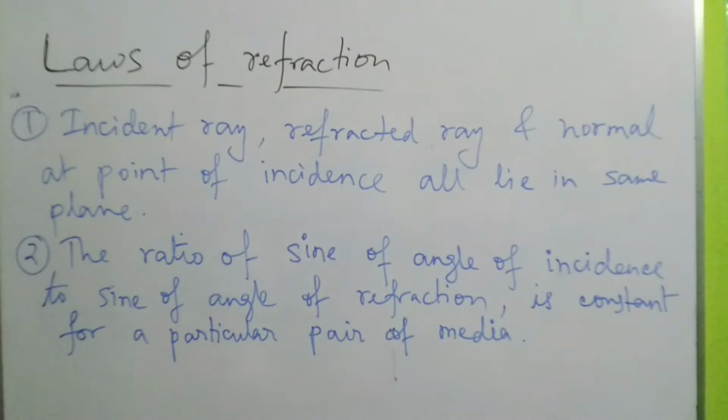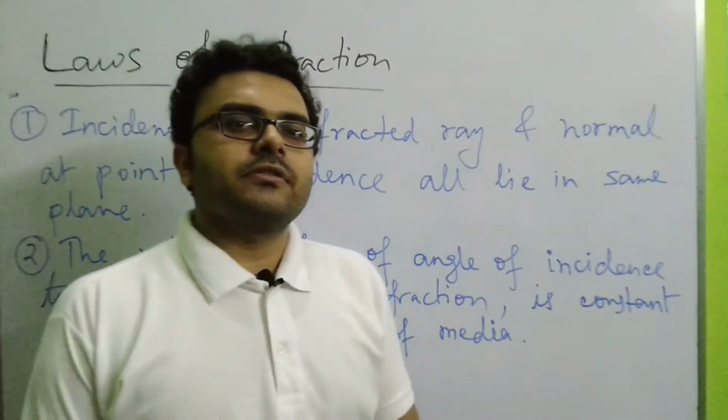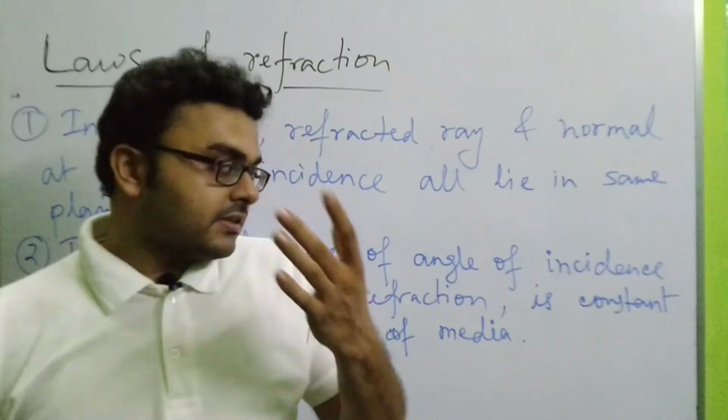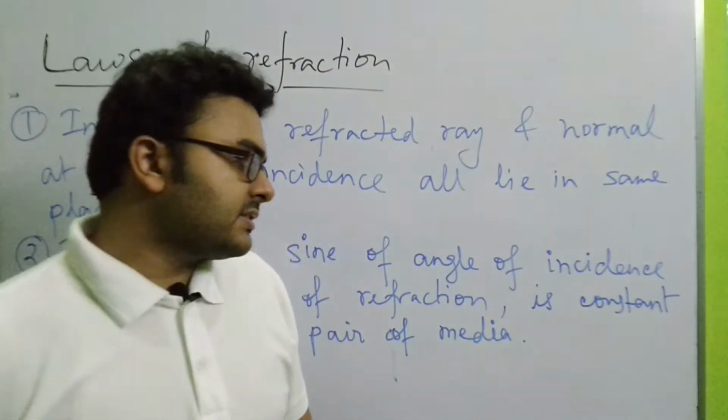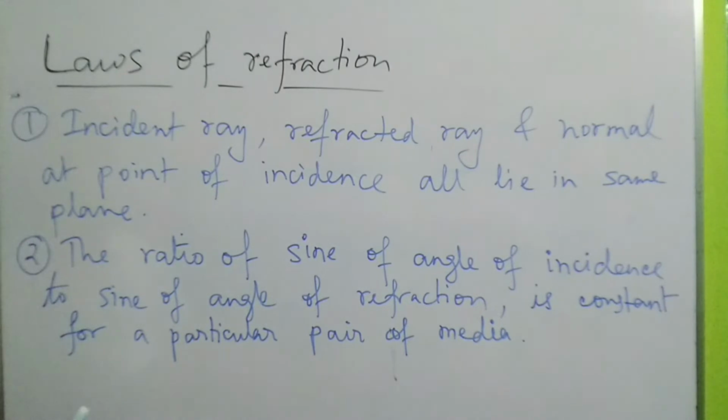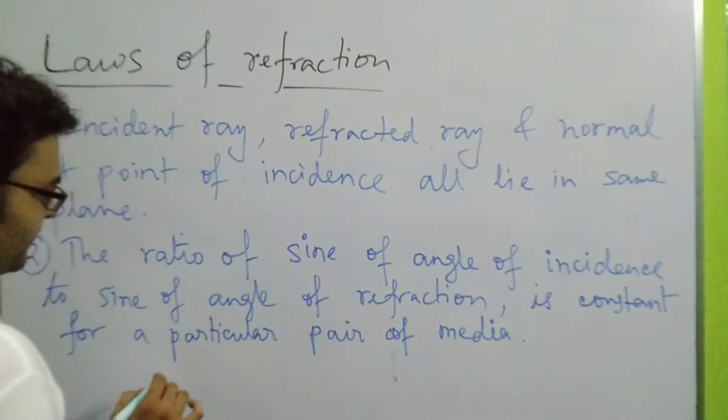Say if we consider that we have air and water, for that the refractive index, sorry, I have not said what is refractive index, just let me write it down. I have said that this ratio is a constant, and this constant is known by a different name: it is called the refractive index.